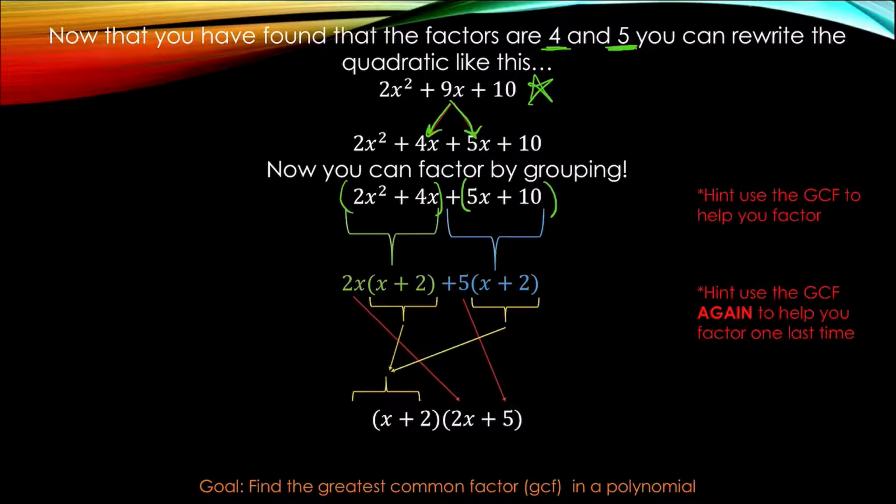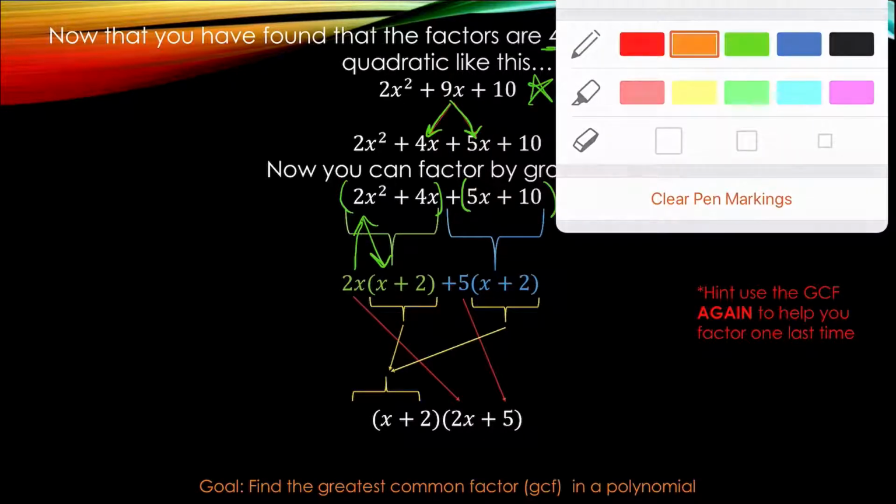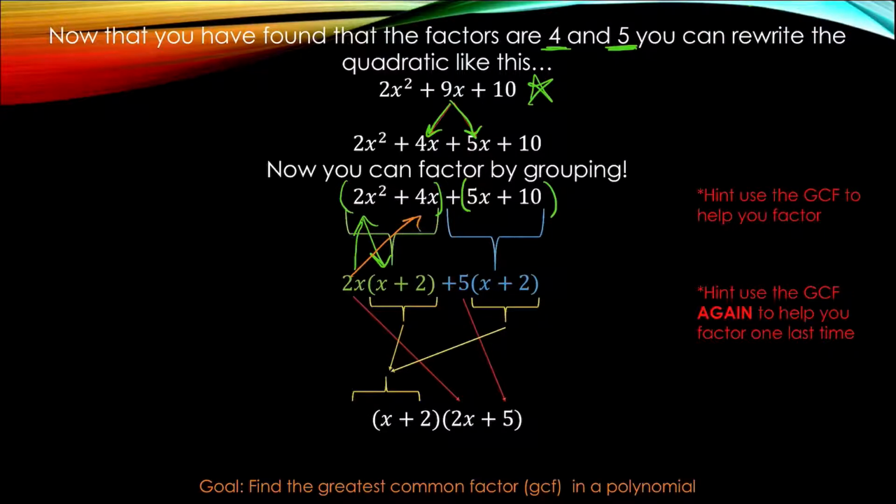Okay, start with the numbers. The biggest number I can divide out is a 2. That goes into 2 and 4. And I can only take one x out of each of these. So I take my 2x out. So 2x divided by 2x squared gives me an x. And 2x divided by 4x gives me just a 2.